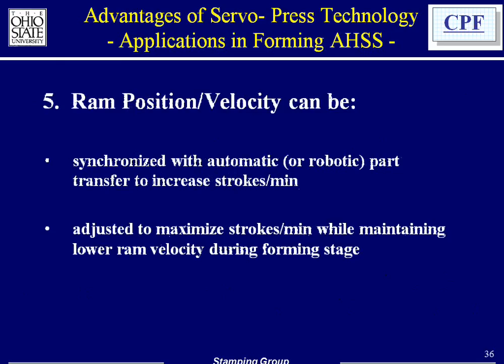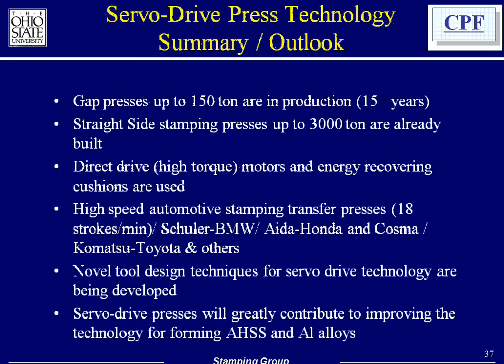And then, of course, again, I am repeating and summarizing what I discussed before. Ram position velocity can be synchronized with automatic transfer if you are doing automatic operation, and the speed can be adjusted during the deformation. So, in summary, the technology is here. In fact, small presses are used by many, maybe some of you, I would imagine many of you are already using it. And it started in Japan, but it is now in this country accepted, also in Europe.